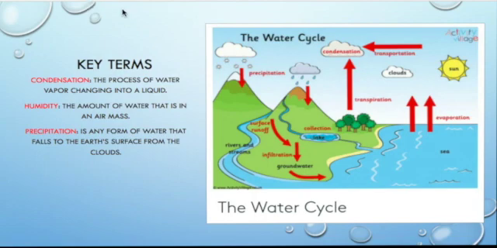If you look at the diagram of the water cycle here, you can see that evaporation occurs over some form of body of water. And then you have condensation occurring as that vapor in the air mass continues to rise. And then you have precipitation occurring. Let's look at these a little bit closer.